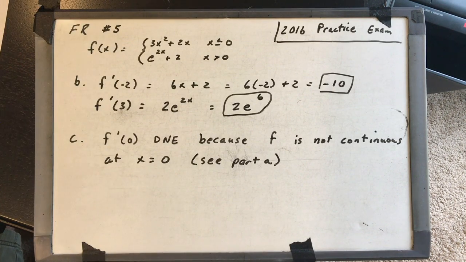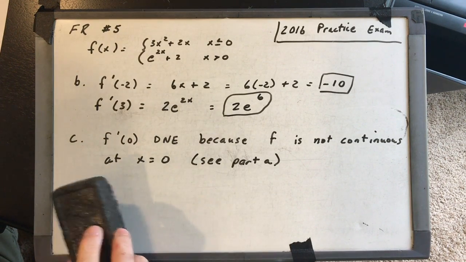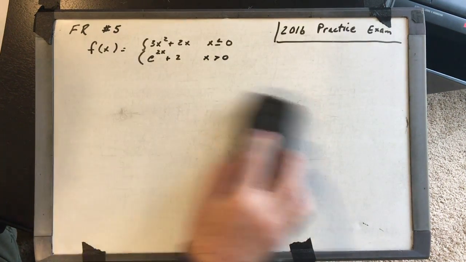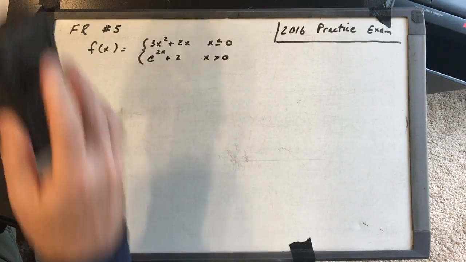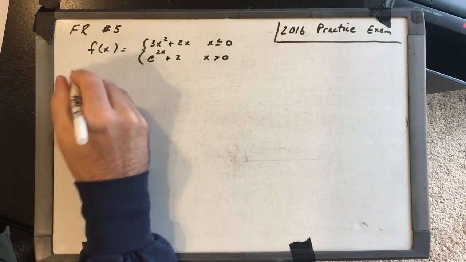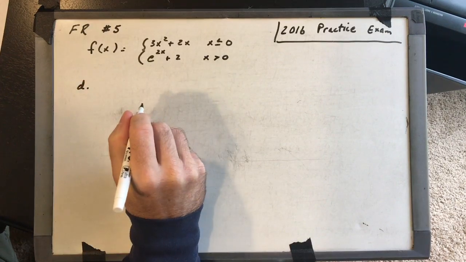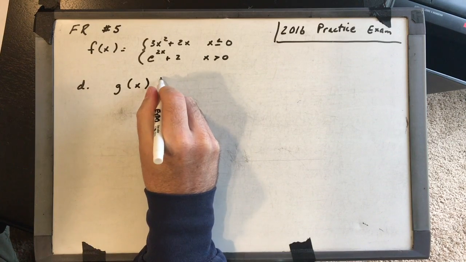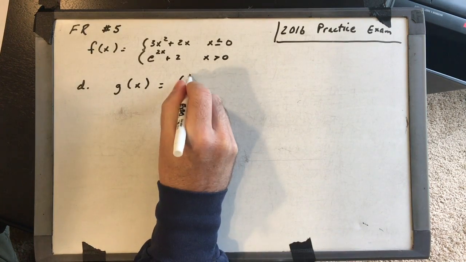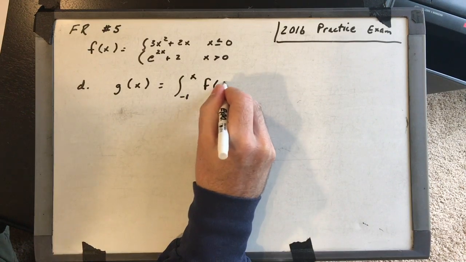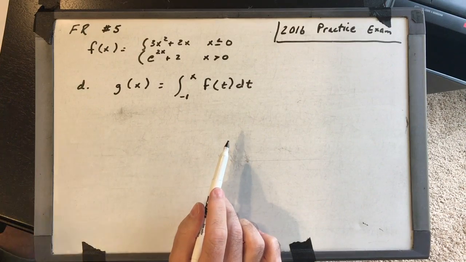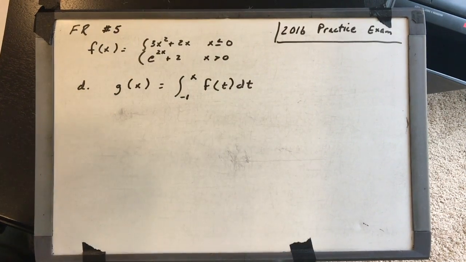All right, beautiful. Okay, I'll need a little more space to do part D, but so far, this is a great problem. Great because it's easy. Okay, part D. We are defining g of x equals the integral from -1 to x of f of t dt. So this is the fundamental theorem of calculus, which we have only been going over since we finished our curriculum and started preparing for the AP test.